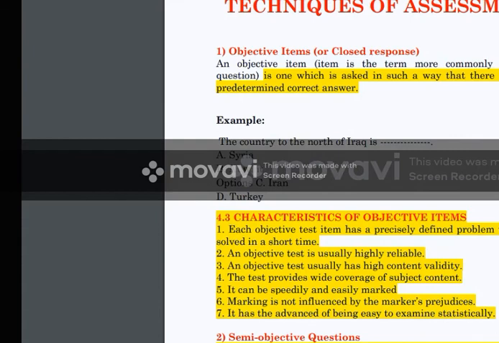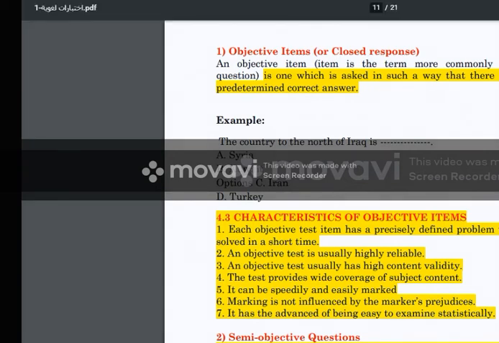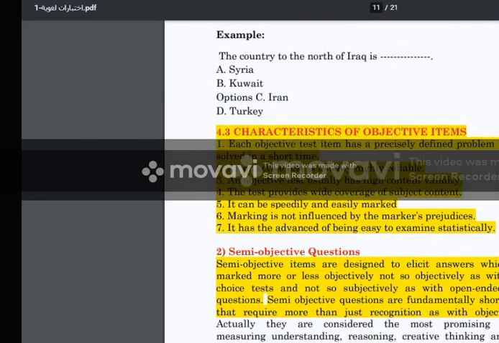So we said, Shaimaa, the scoring of objective items, or it is called the objective item since its scoring is not affected by the scorer's personal bias. Personal bias means favoritism. Do you know what bias is?